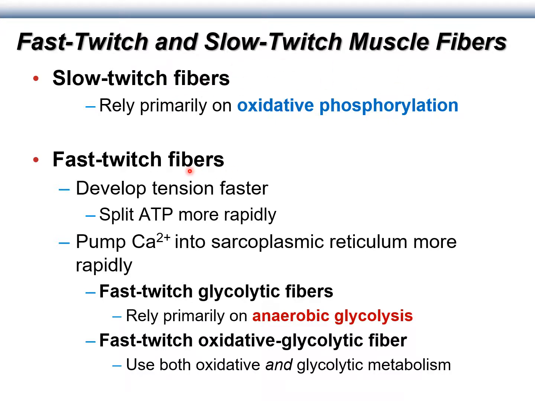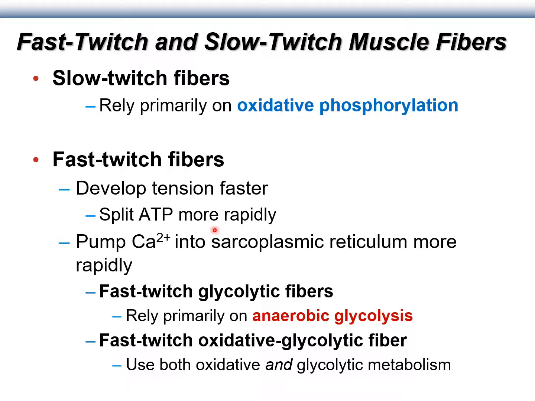Fast twitch fibers are different from slow twitch in that they can develop tension faster because their myosin can hydrolyze ATP more rapidly. It's a slightly different isoform of myosin, has faster ATP hydrolysis kinetics, and so it can go from cocked and flexed quicker.